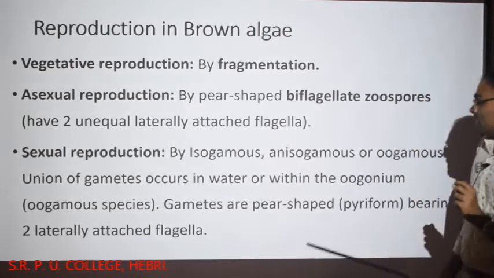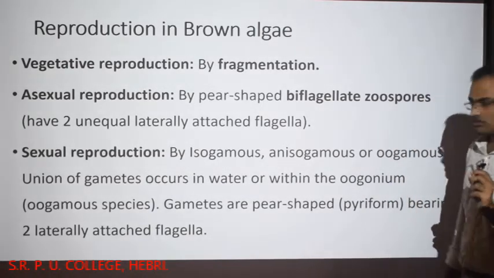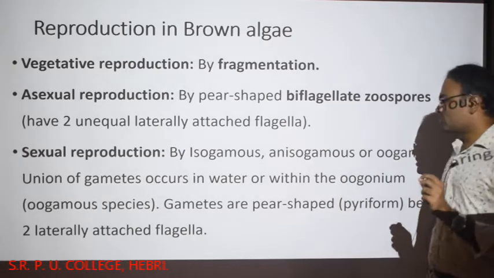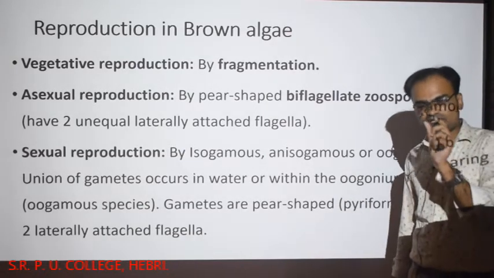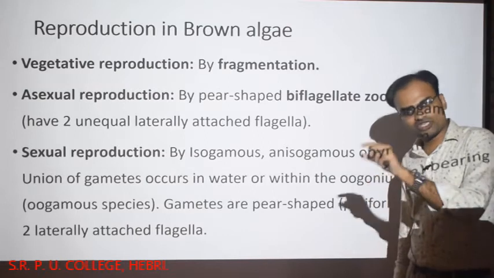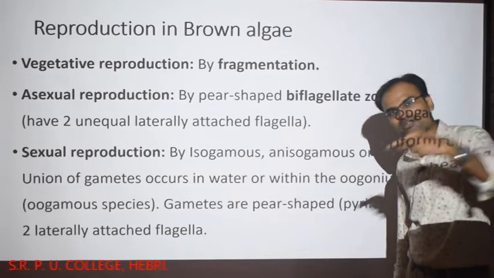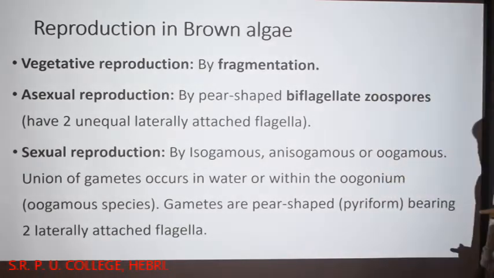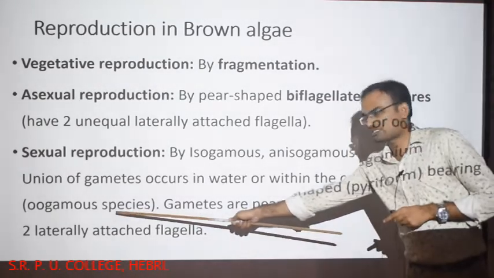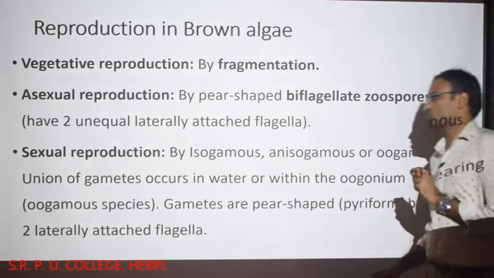And the oogonium, that means within the oogonium, the egg cell is produced. It is static and the male gamete is motile. It will come and fuse with the egg cell within the oogonium. That means oogamous species, oogamous type of sexual reproduction.